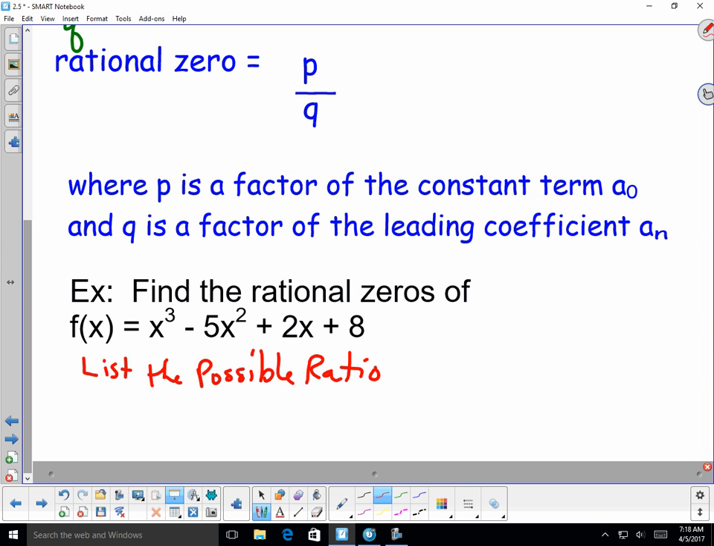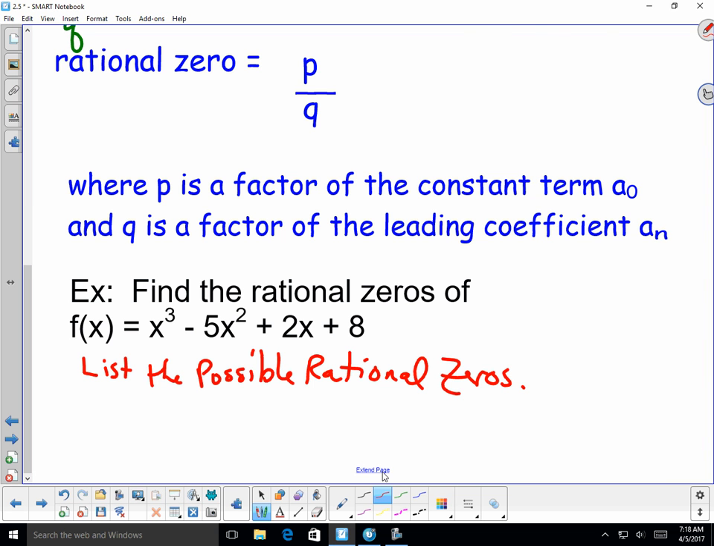If we make a list of possible rational zeros and we check them all with synthetic division and none of them work, then we can determine definitely that the polynomial function has no rational zeros. Because if there is going to be a rational zero, it's going to come from this list that we're about to make. Okay, so we need our list of p over q values to check.